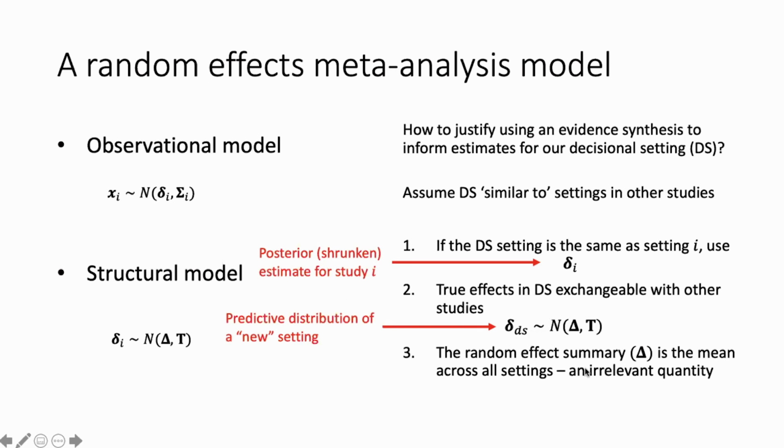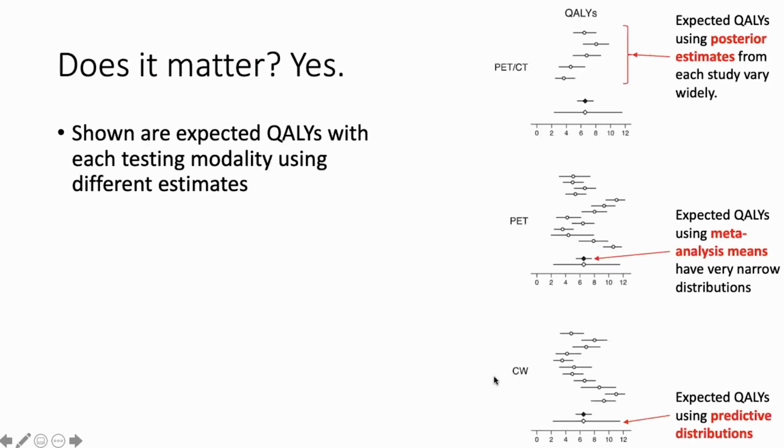The point is that the meta-analysis summary is not characterizing a single setting, is not characterizing the decisional setting, and therefore it's not the quantity to use in a decision analysis. Does it matter what quantity I use in my decision analysis? Yes, it does quite a bit.